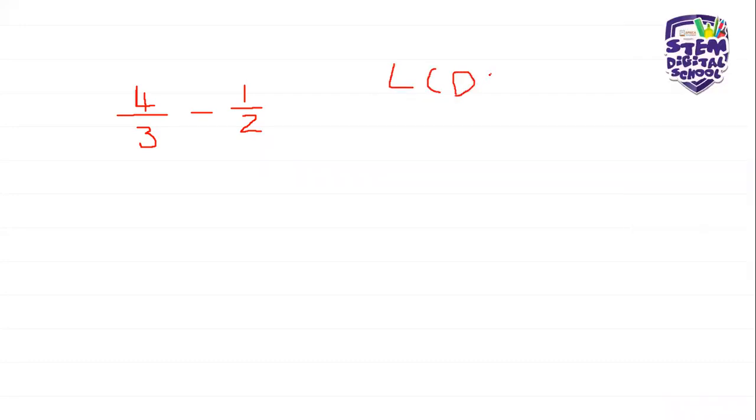Because all you're doing is just multiplying the two denominators, 3 times 2 is 6. Then what you do is you take this denominator here, multiply at the bottom and multiply at the top. Then you take this denominator over here, multiply at the bottom, and multiply at the top. 2 times 4 is 8. 3 times 2 is 6.